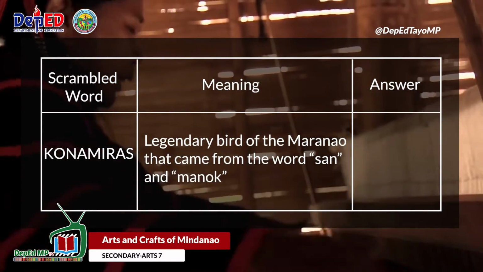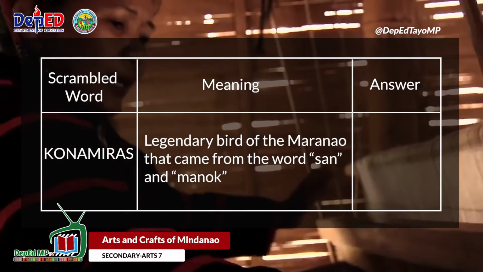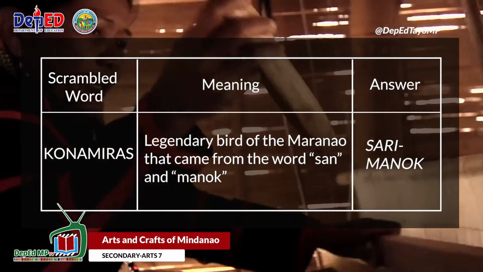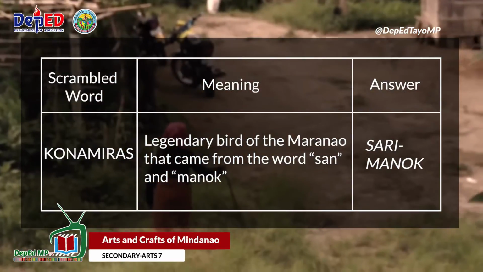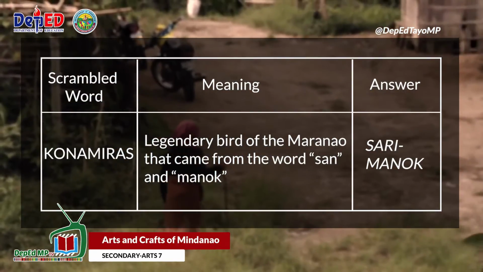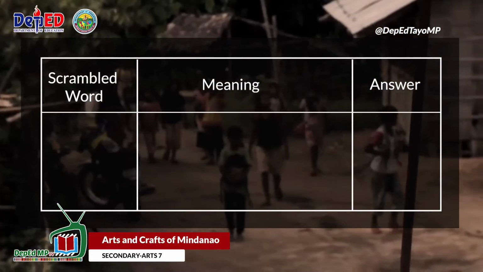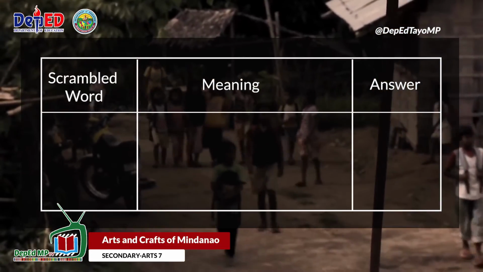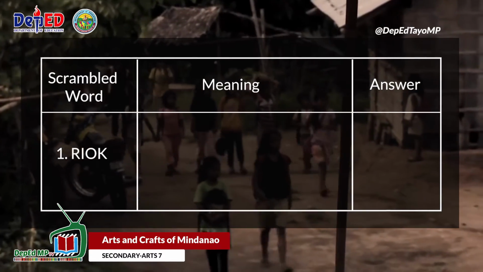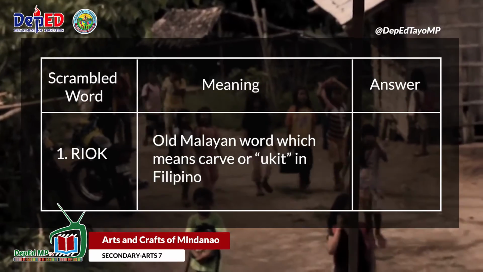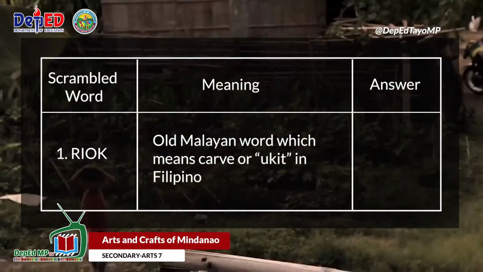Your answer? That's right. It's sari manok. Now, it's your turn to answer the following items. Good luck! Number 1, Ryuk, old Malayan word which means carve or ukit in Filipino.